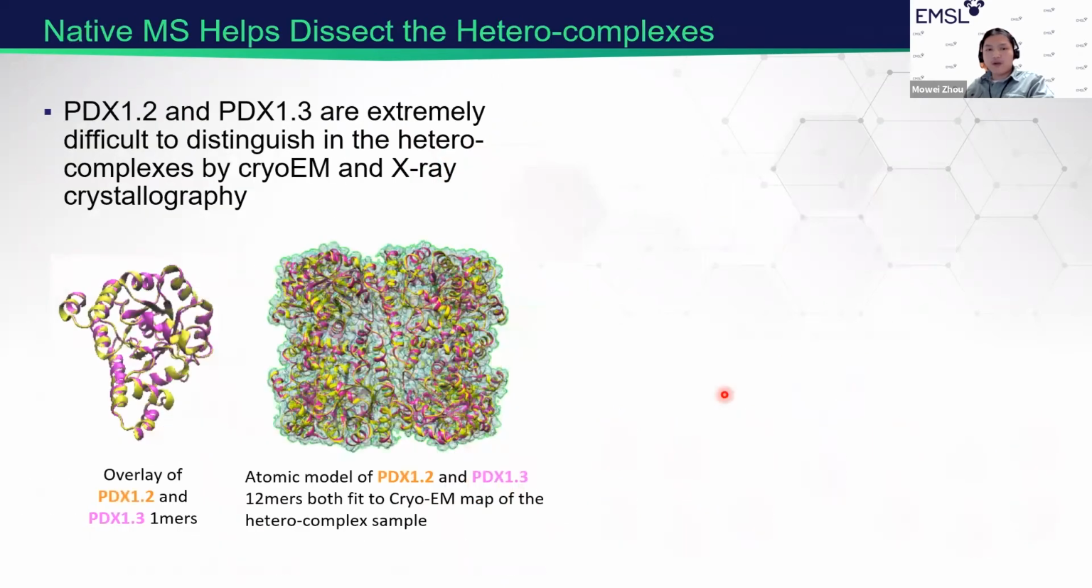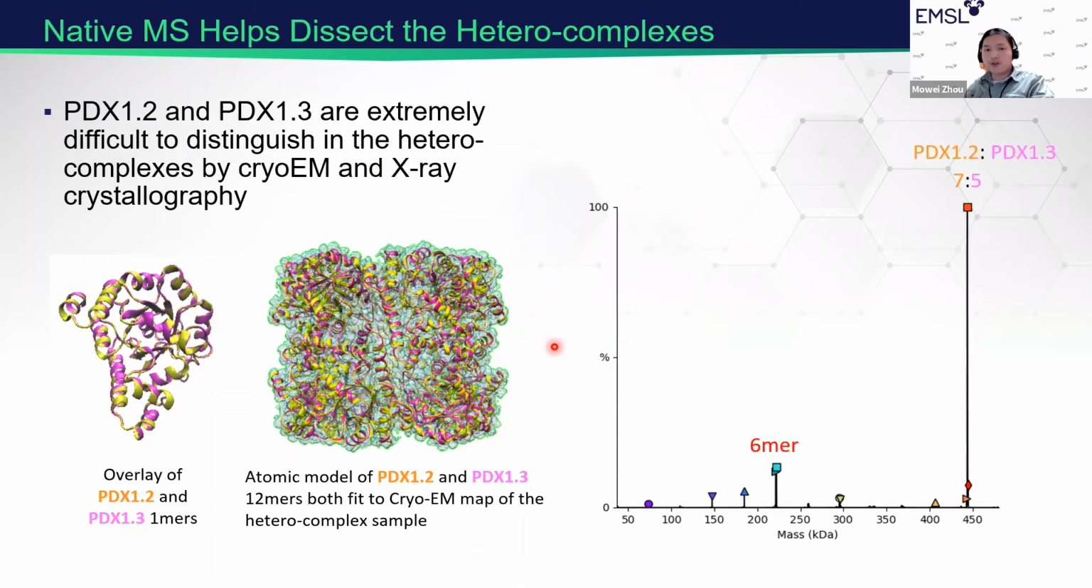After we knew the stoichiometry, we still wanted to get a high-resolution structure, but it's very difficult because, as you know, we have very different mixtures of stoichiometry of the hetero complex. And at the same time, PDX 1.2 and 1.3 are so structurally similar, as shown by the monomer structures overlaid here, that they are very difficult to differentiate in the X-ray crystal structure or the cryo-EM data. But with native mass spec, each of the hetero complexes has a different stoichiometry, and they can be mass isolated in the mass spectrometer.